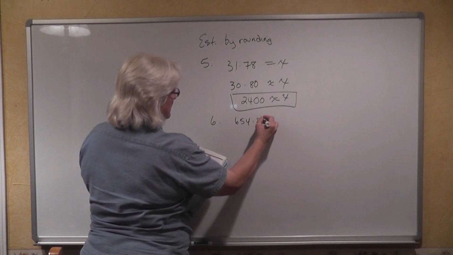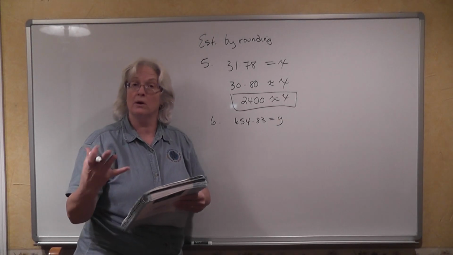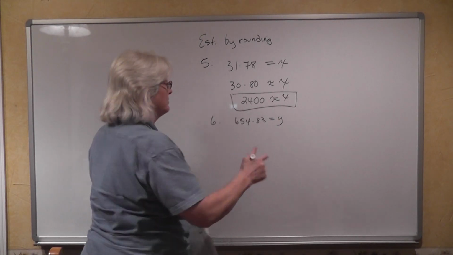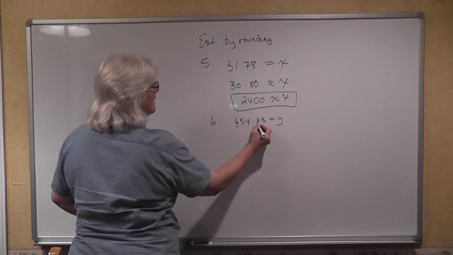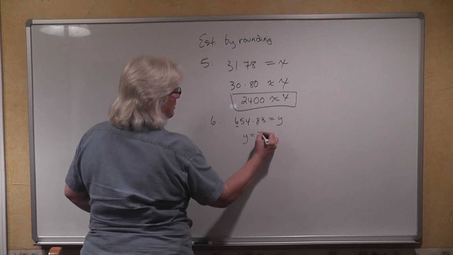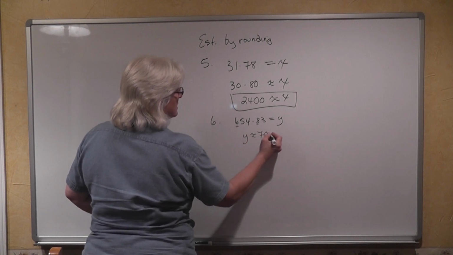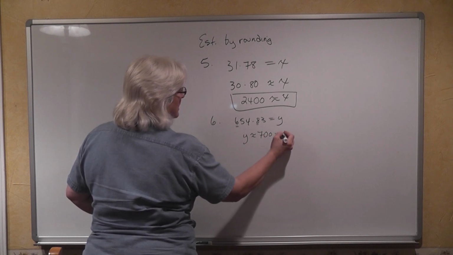654 times 83, and that was what y was going to be. They want to know approximately what y is equal to. We're going to round each of these to the highest place value. So we have y is approximately equal to 700 times 80.